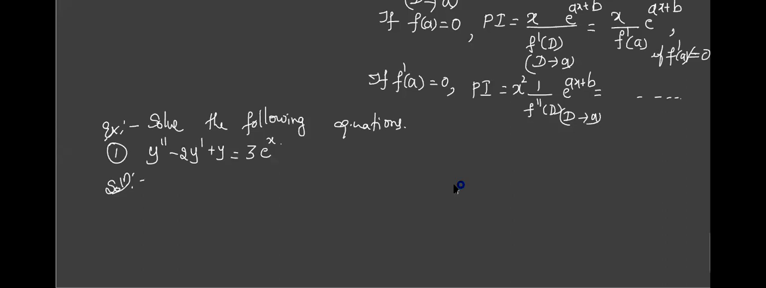So here we are going to solve some equations. Now here the first question is y double dash minus 2y dash plus y is equal to 3 into e raised to x. Now if you see the equation, you can clearly see this is a differential equation because y double dash is there. So this is actually linear. Which order? y double dash means second order. So this is a linear second order differential equation.